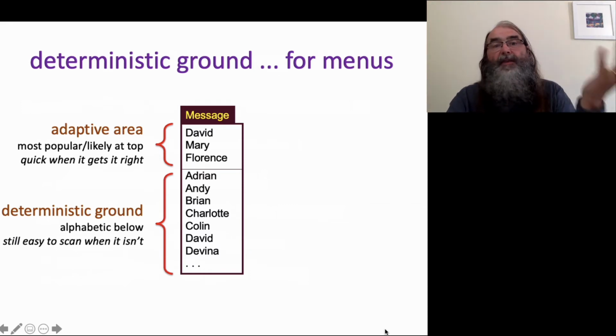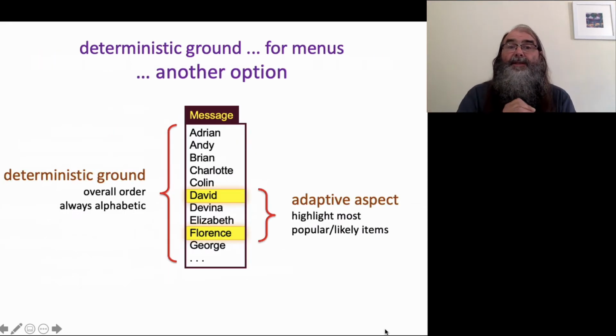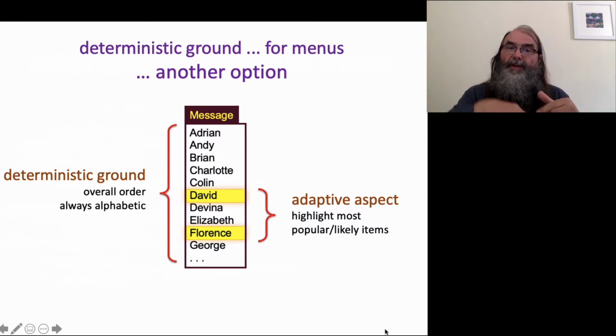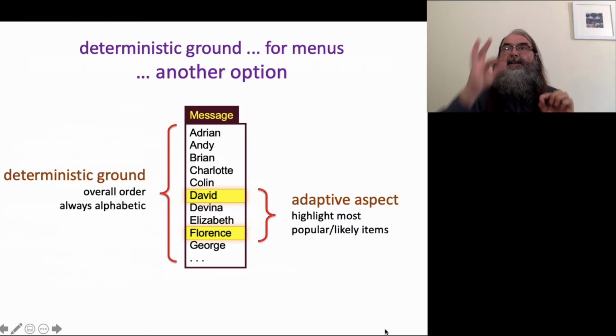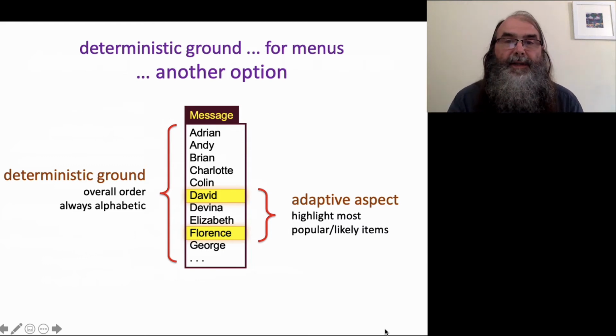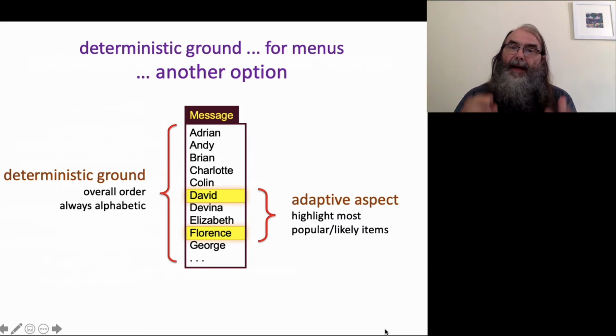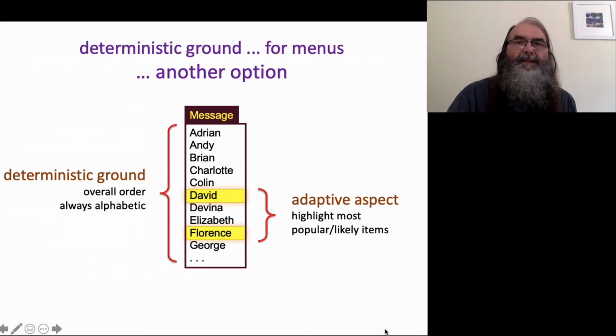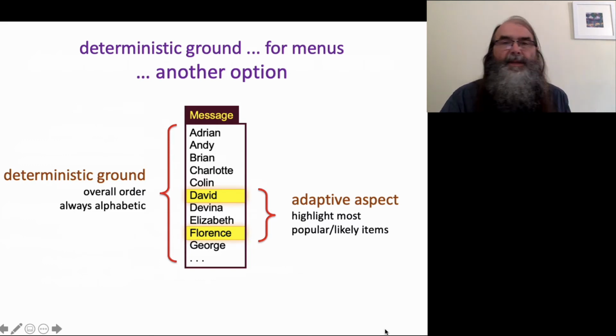So you might have another example with a different kind of deterministic ground. You might just highlight the items in the menu that you think the person is likely to want. So again, you've got a deterministic ground, an alphabetical menu, but what you're doing is making it very quick and easy to spot those frequent items. So there are different ways you can adapt that, but crucially making sure that the user understands what is and is not going to change in their system. So that's one heuristic for trying to get some of these things right.